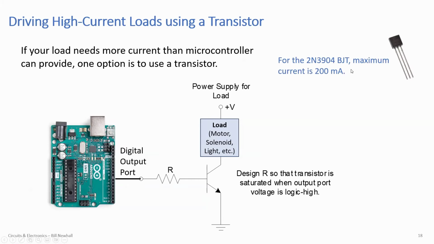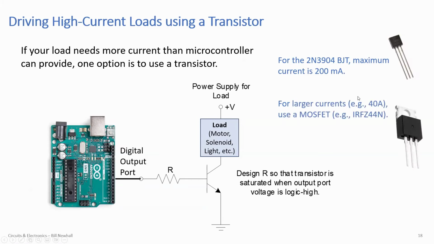So one common transistor that you have used in class is the 2N3904 bipolar junction transistor. Its maximum current is 200 milliamps. So that gets you 10 times the current that the Arduino microcontroller can output. But 200 milliamps is reasonable, but a little small if you want to drive a larger motor or a larger solenoid. If you need to control larger currents, you can use MOSFETs.